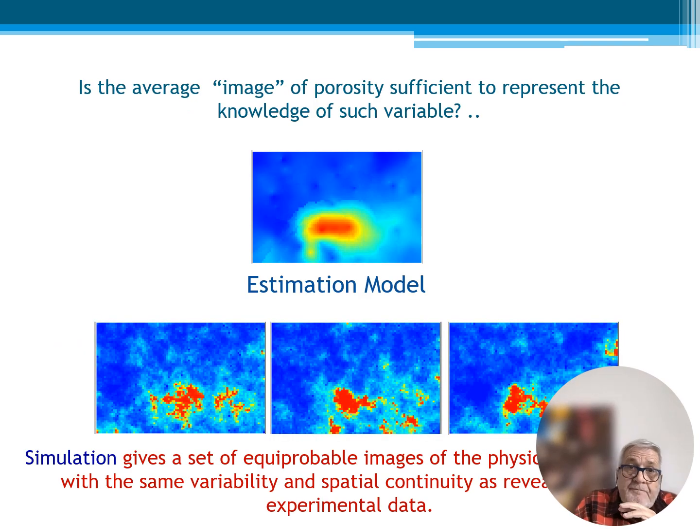The same way, let's see now applied to a model, an image obtained of our reality. In the top of this picture, you can see the estimation model, which is a typical output of a gridding map, a smooth version of our reality. This is the most probable model of our reality. The simulation models do not give just one image, but a set, an ensemble, 100, 1000 equiprobable images of that reality, but with the same variability and spatial continuity as revealed by our experimental data.